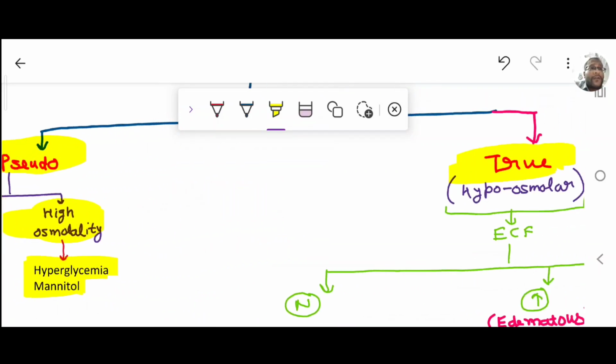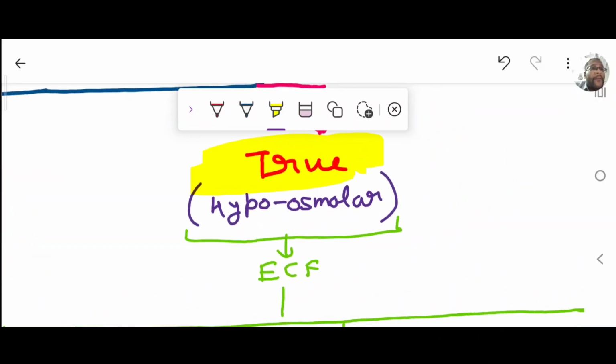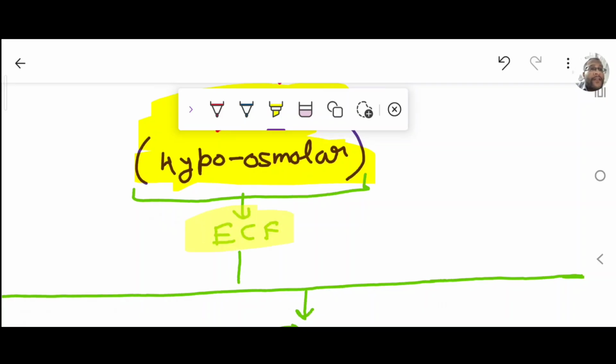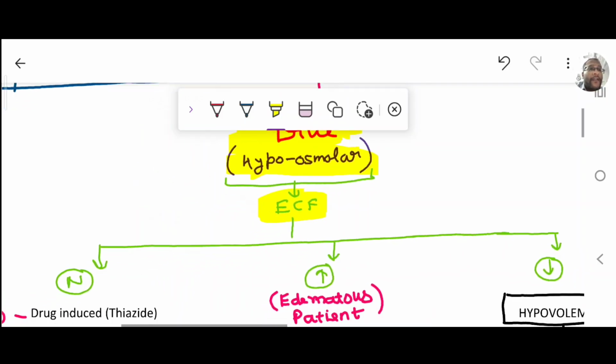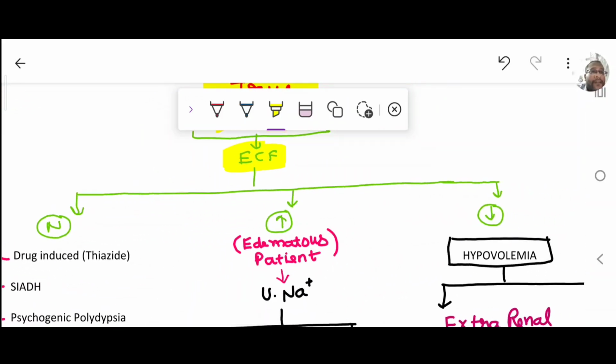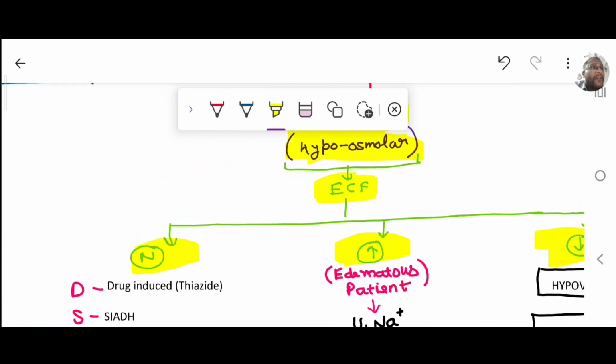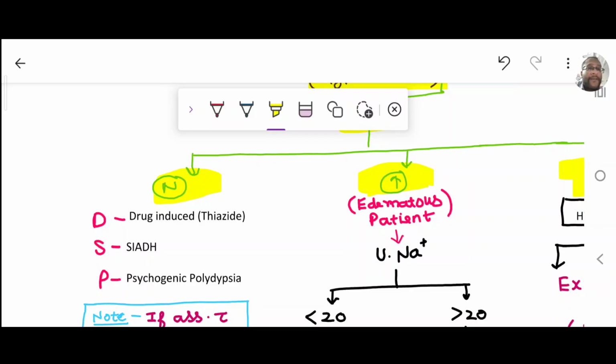Now, true hyponatremia is hypoosmolar. So when we have diagnosed that it is true hyponatremia, then we check the extracellular fluid. For the ECF, there are three types of classification: if the ECF is normal, if it is increased, or if it is decreased. First of all, we come to the normal ECF. So it is hypoosmolar with normal extracellular fluid.